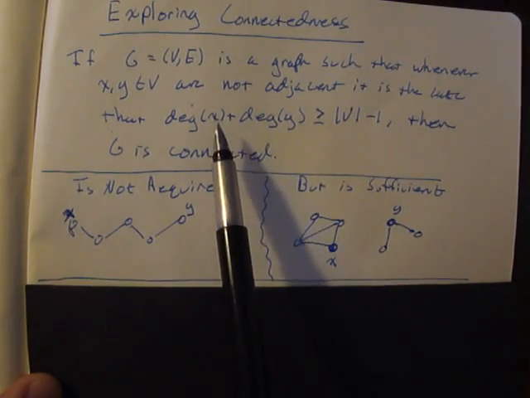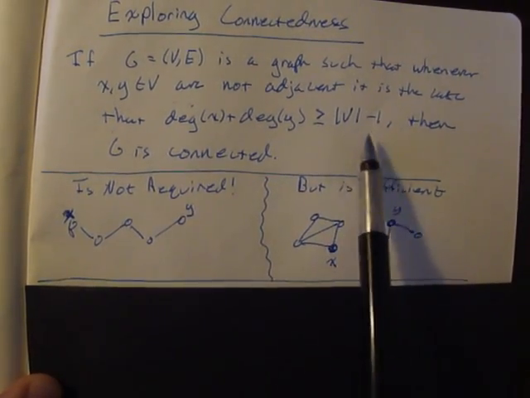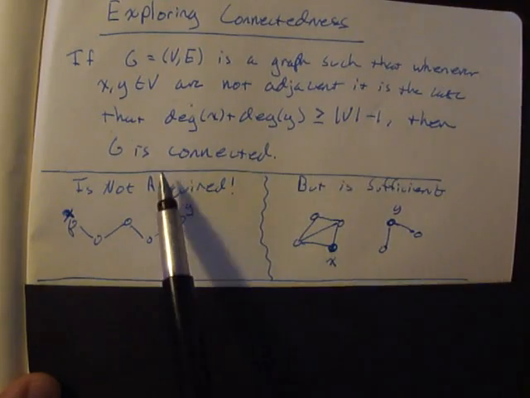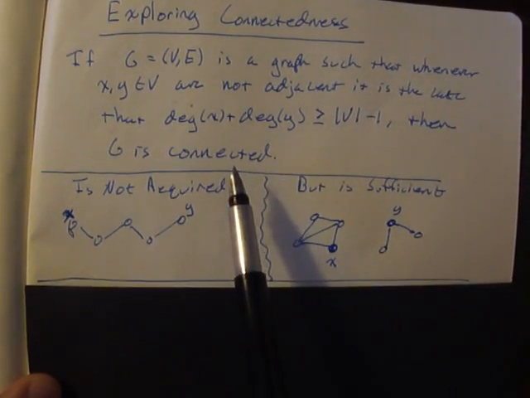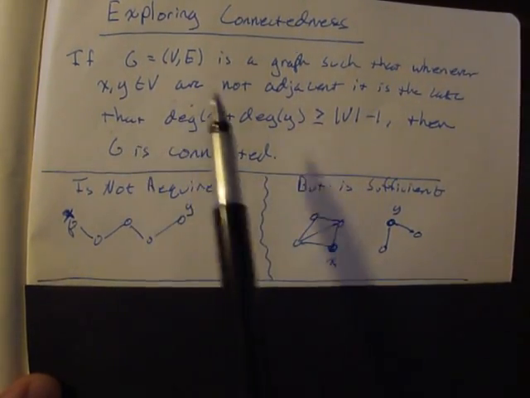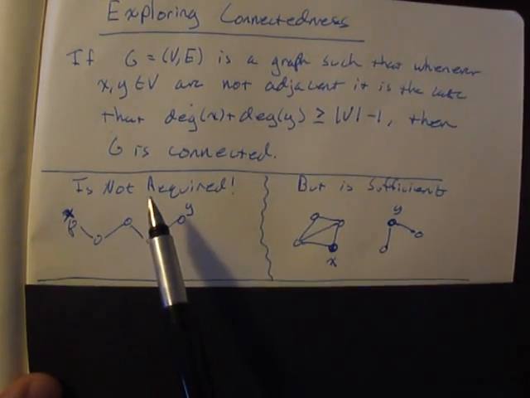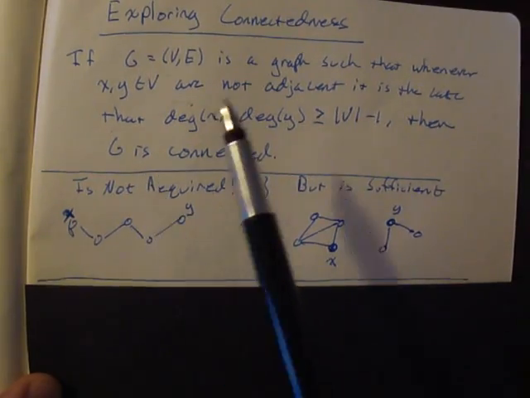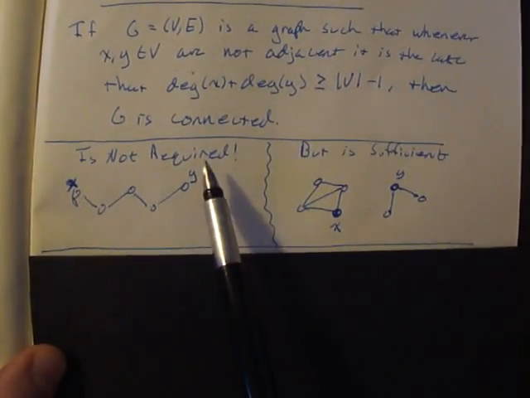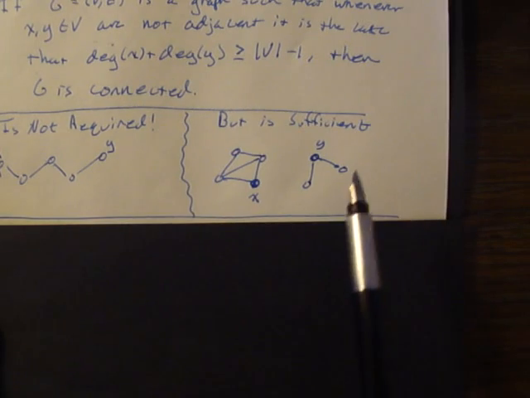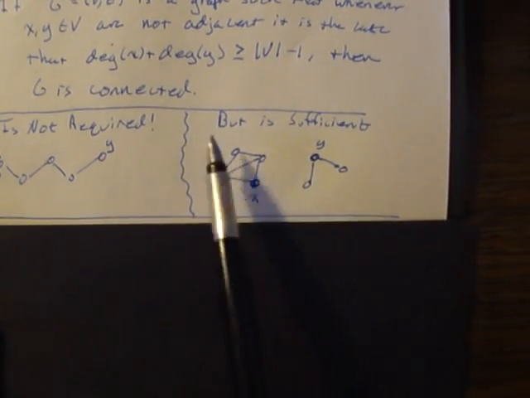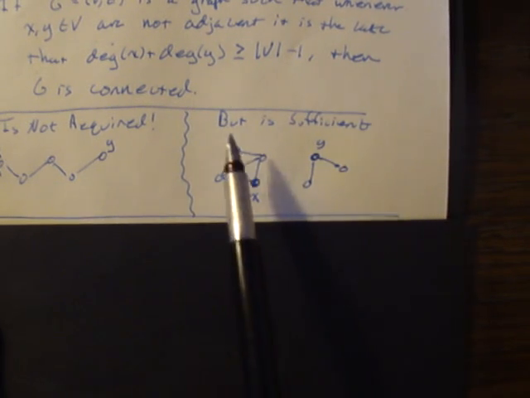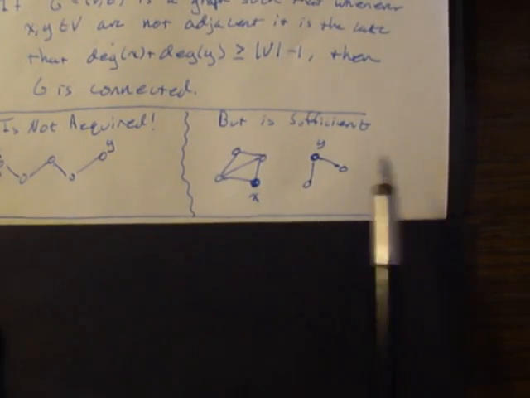So this property says that if every time we can find a non-adjacent pair whose degree sum is greater than or equal to 1 less the total number of vertices, then G is connected. It means that if G happens to have that property, then G is connected. But it doesn't mean that G has to have the property in order to be connected. So it's sufficient, but it's not required.